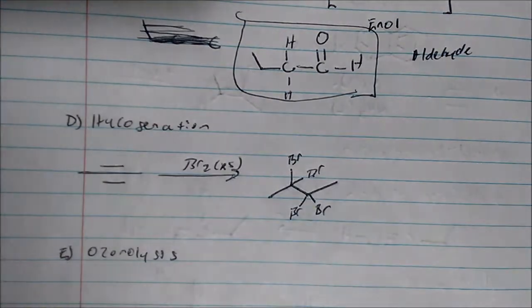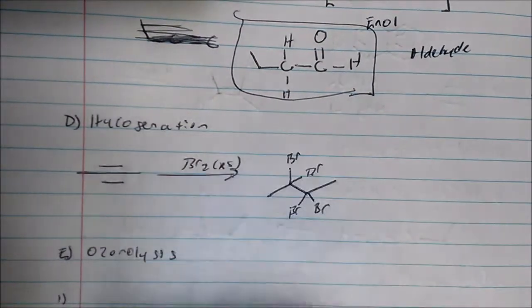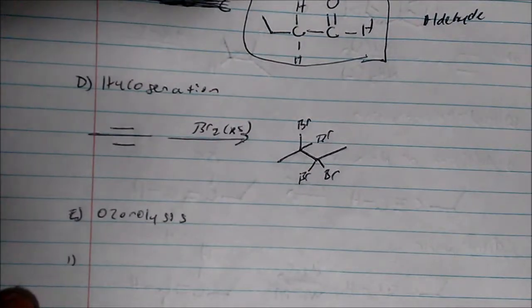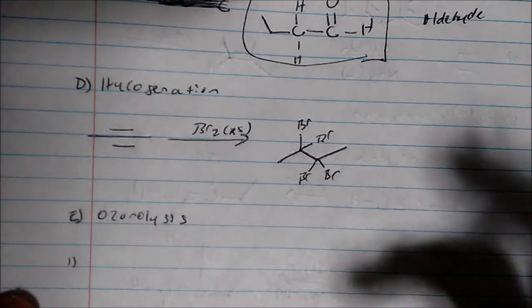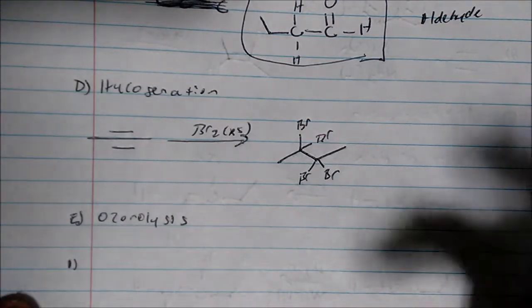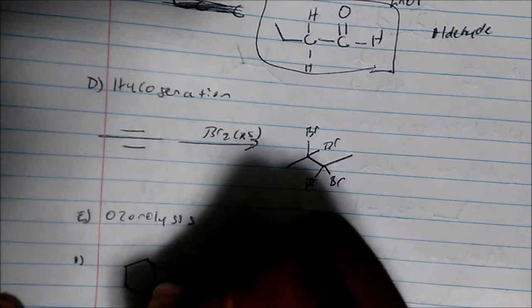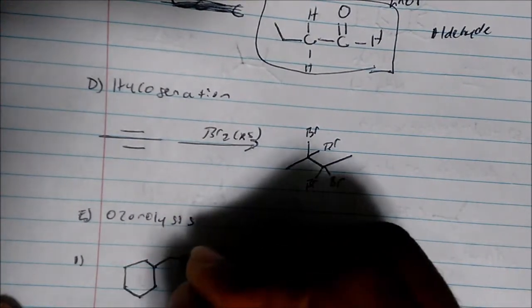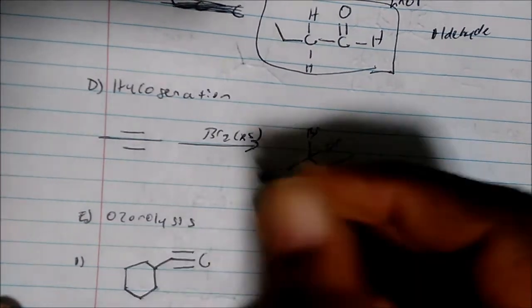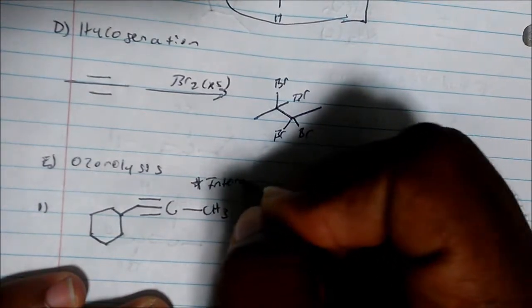And the fifth one, I'm sorry about that, is ozonolysis. Under this subcategory, we have 2 reactions. It turns out that if you have an internal alkyne, you actually get two carboxylic acids. So for example, if you have something like this, notice that this alkyne is internal. So if internal, you get 2 carboxylic acids.